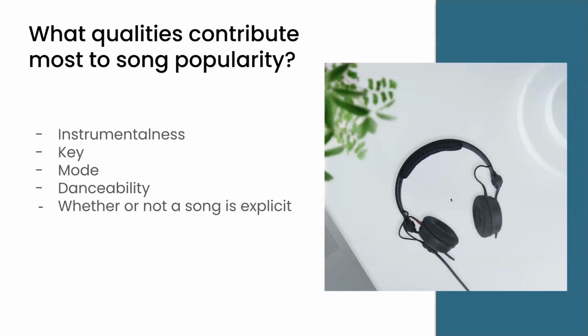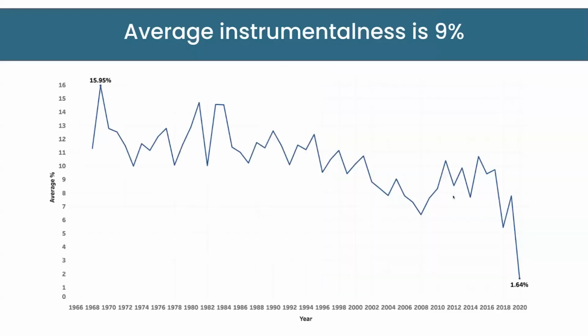One of the models used in the data determines feature importance, meaning it tells us what qualities of a song contribute most to its popularity. After 1968, our model found that the 5 most important features of a song are instrumentalness, key, mode, danceability, and whether or not a song is explicit. Looking more closely at each one, let's start with instrumentalness.